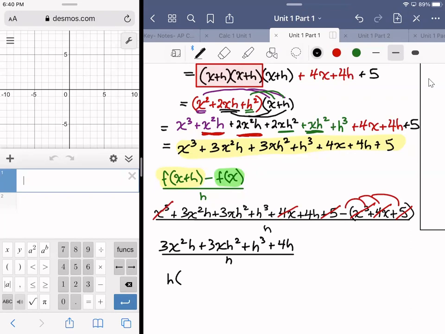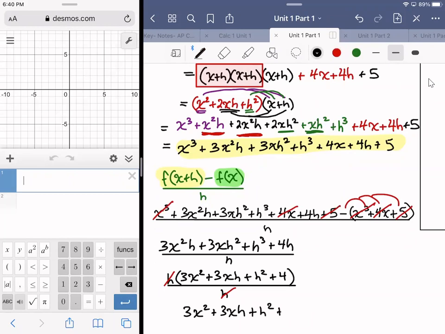So I'm going to factor out the h. So 3x squared plus 3xh plus h squared plus 4. Then we can cancel that h with the one on the bottom. So 3x squared plus 3xh plus h squared plus 4.